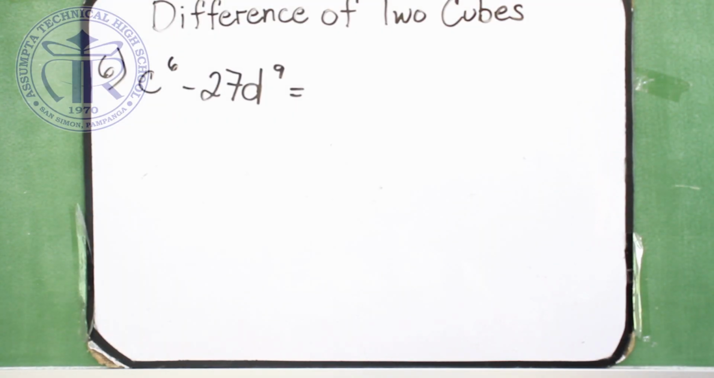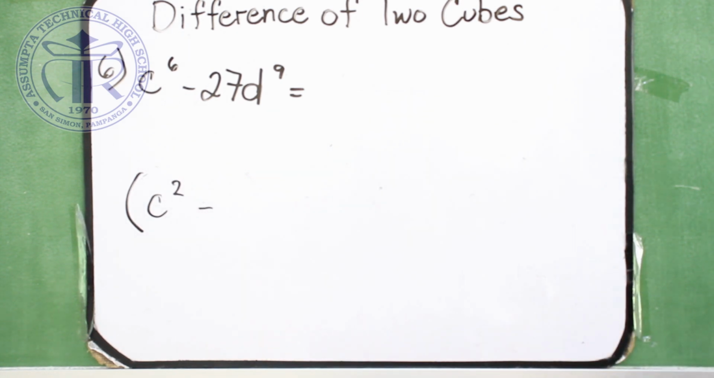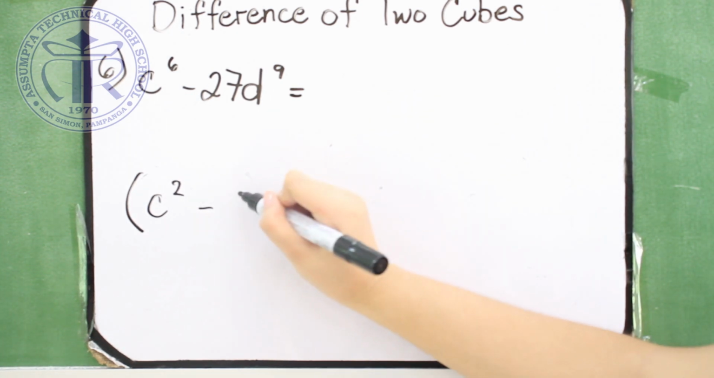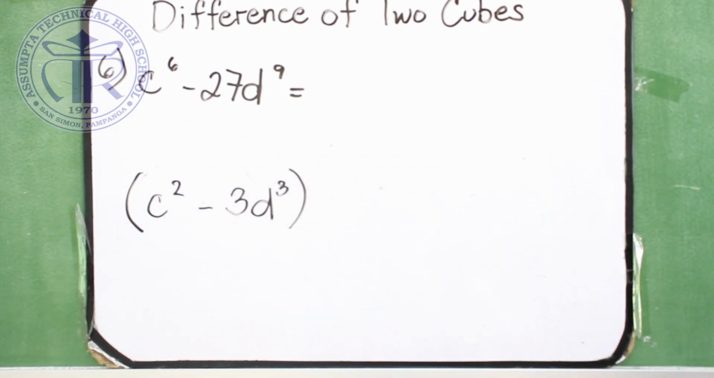Next, we have c raised to the 6th power minus 27d raised to 9. So get the cube root of c raised to 6. That will be c squared minus the cube root of 27d raised to 9, that's 3d cubed. Next, square the first term.